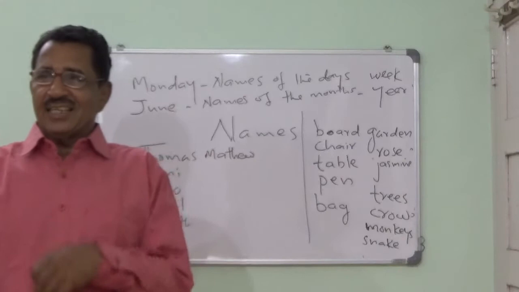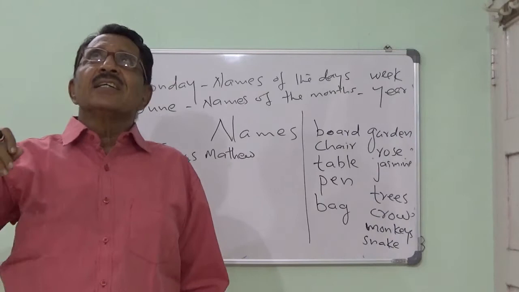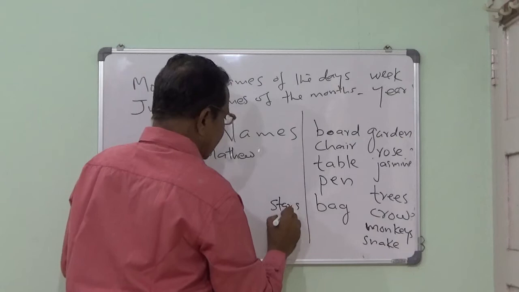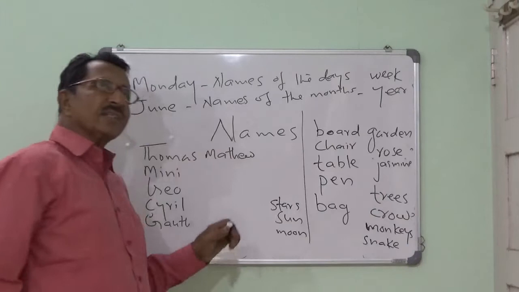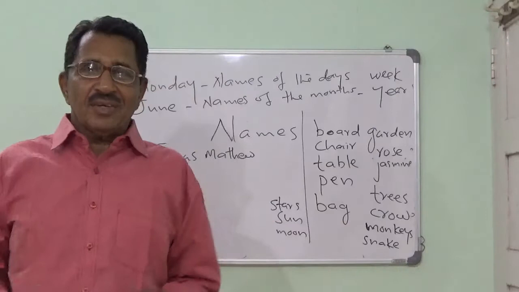Now look, up there you will find something. Stars. Yes, you can see stars. Sun you can see. Moon also you can see. Not very clear, but you can see that. Right? Okay, let's come back.